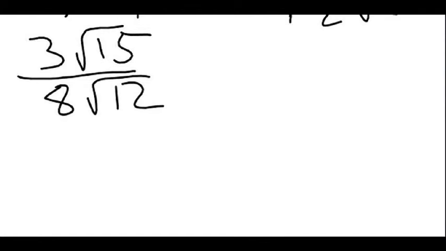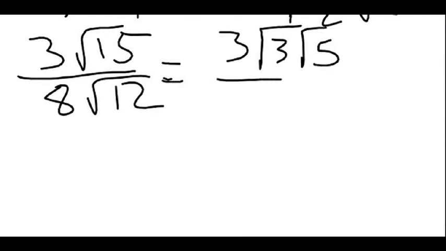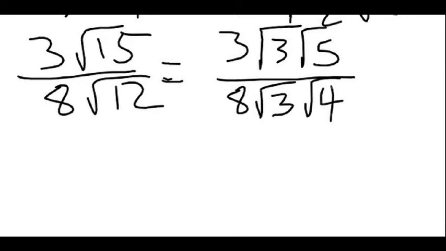Now remember, with radical division, we can combine two radicals that are being divided by each other. And if you notice, 15 divided by 12, there's a common factor that they share. They share a common factor of 3. So we can actually split up radical 15 and radical 12 into corresponding factors. We're going to split radical 15 into radical 3 and radical 5, and we're going to split radical 12 into radical 3 and radical 4.